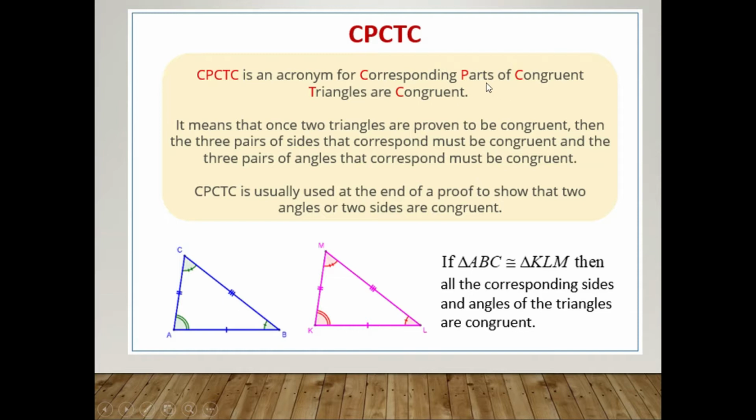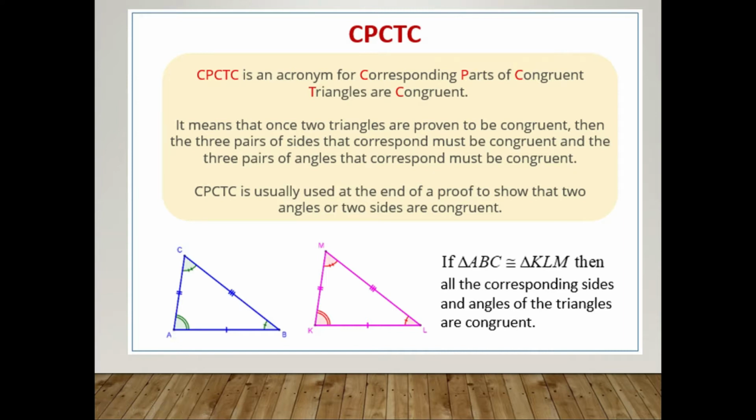So what are those parts? We have the sides and the angles. So let's say we have here triangle ABC is congruent to triangle KLM. So let us observe the markings na nakalagay sa ating two triangles. So let us begin with its sides.